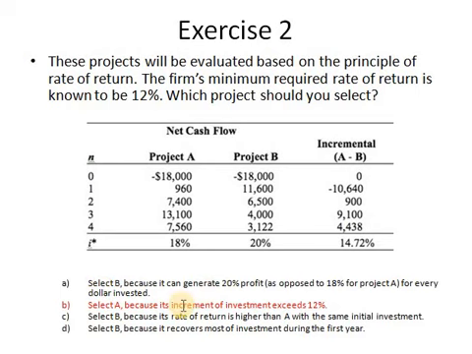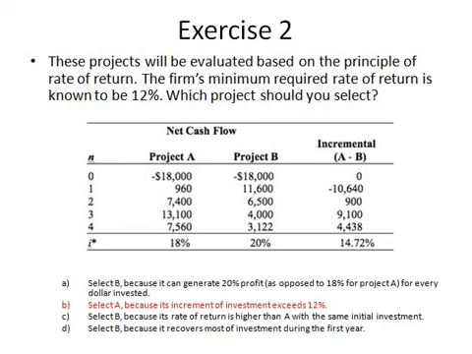Select A because its increment exceeds 12%. So the increment of A minus B, the IRR of the increment exceeds 12%. That's why I chose A. This is the correct option. Let's read the rest. Select B because its rate of return is higher than A. I'm gonna choose B because the IRR of B is greater than A. We never do that. Select B because it recovers most of the investment during the first year. Here I have more return. No, we do not select based on this. We only compare IRR of the increment to the MAR, so that's why we chose A.